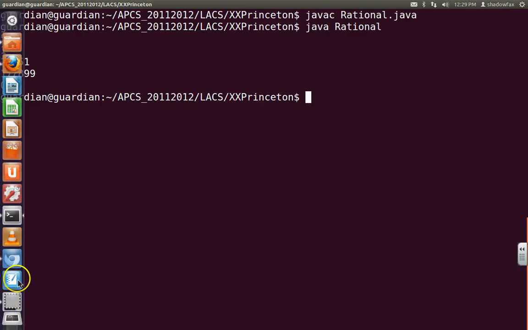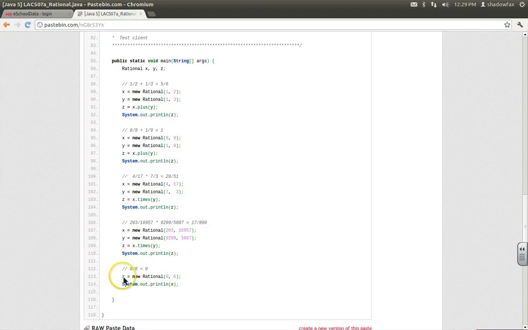What was that last thing? I had it in here. 0, 6 is 0. Okay, constructing 0. So there was the adding, and there was the adding, there was the multiplying, there was the multiplying.